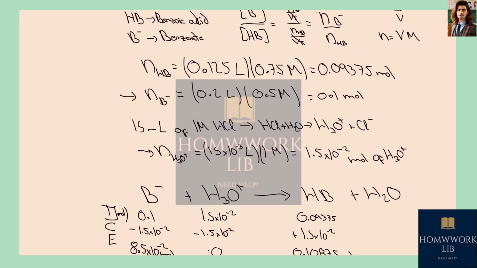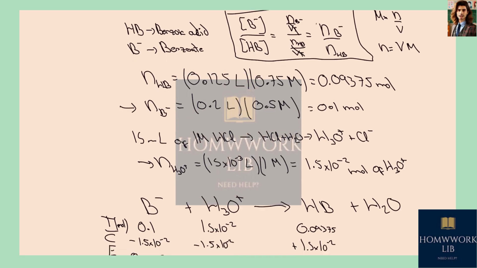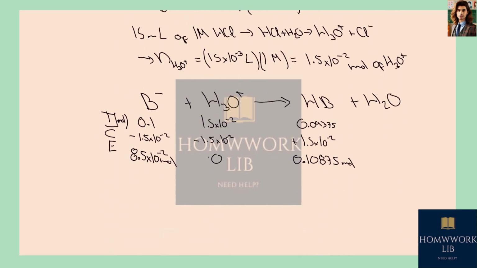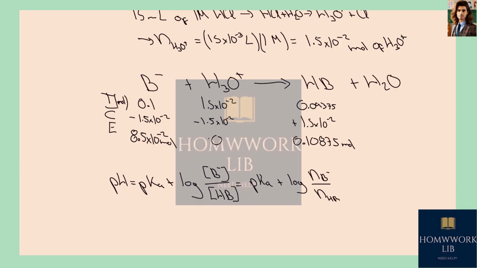Now, why did I comment at the beginning that I can replace this B minus with the amount of mole of B minus and HB? Because we don't need to calculate again the concentrations using the total volume. We can skip that step and go directly into our Henderson-Hasselbalch equation, because we know that pH is equal to pKa plus logarithm of concentration of B minus divided by concentration of HB. What we showed before is that this is going to be equal to pKa plus logarithm of the amount of mole of B minus divided by the amount of mole of HB.